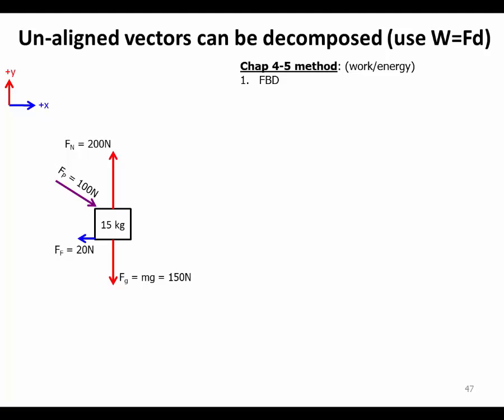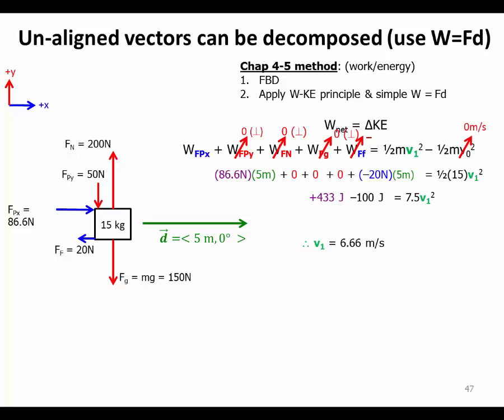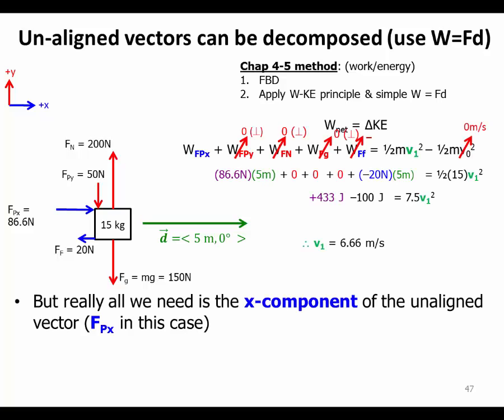All right, so let's just summarize what happened when we did this decomposition. We applied the work-kinetic energy principle, and essentially we replaced our unaligned vector with its decomposed vectors, and then we were able to plug these into our equations and come up with a result. But in reality, that was a little bit of work. And really, all we wanted to get out of that is this component right here. The perpendicular component was completely useless to us. We know it was going to zero out and there's no work done by it.